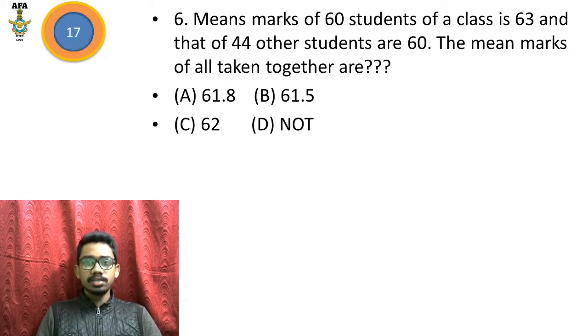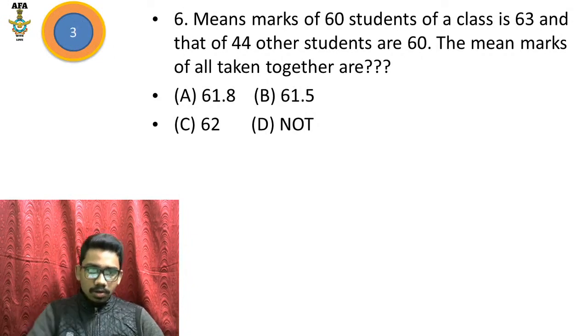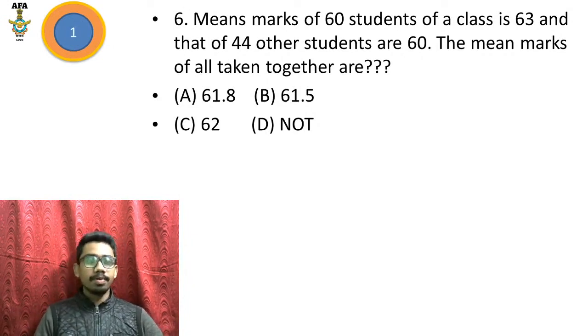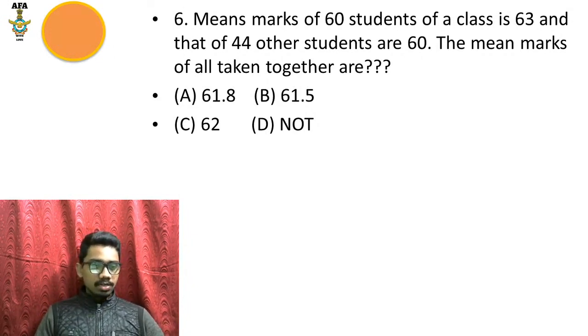Mean marks of 60 students of a class is 63, and that of 44 other students are 60. The mean marks of all taken together are... 5 seconds to go. Be very quick. Okay, your time is up. Let's see the solution.